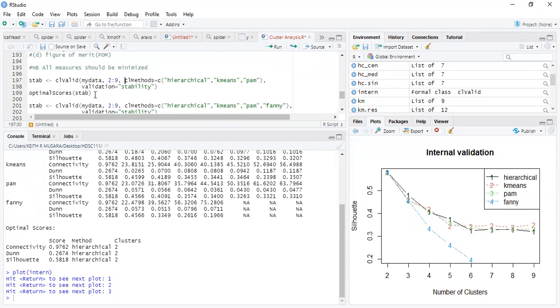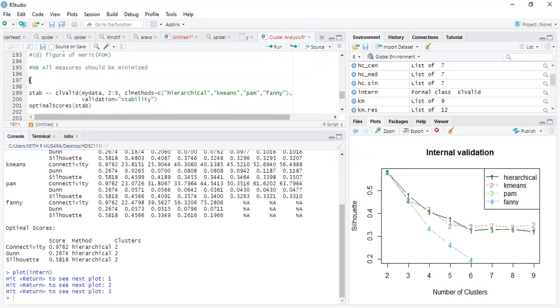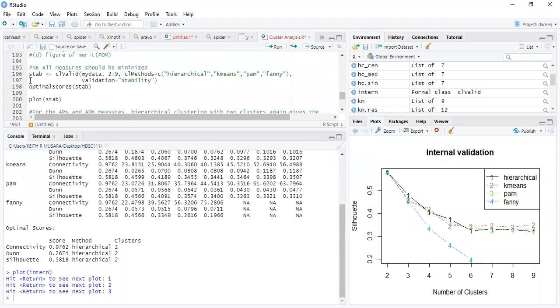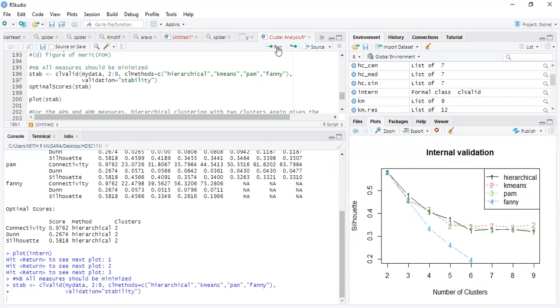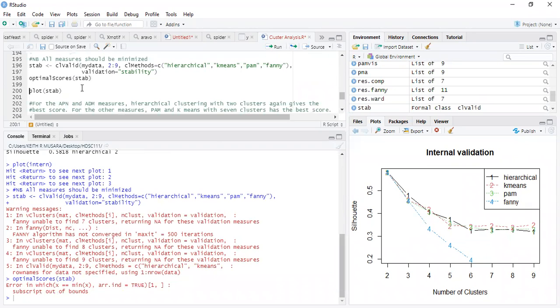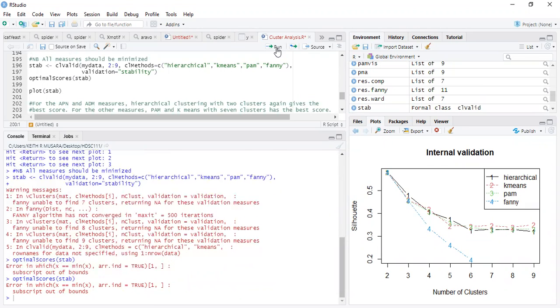So I think I did the same command twice, so I can remove that. So all the stability measures, we seek to minimize them. All right. So we apply stability. These errors, I'm sure it's because of the few data points. Optimal score, what does it say? Okay, I think for the optimal, let's try to remove the fuzz and see what happens, because it's giving us an error.